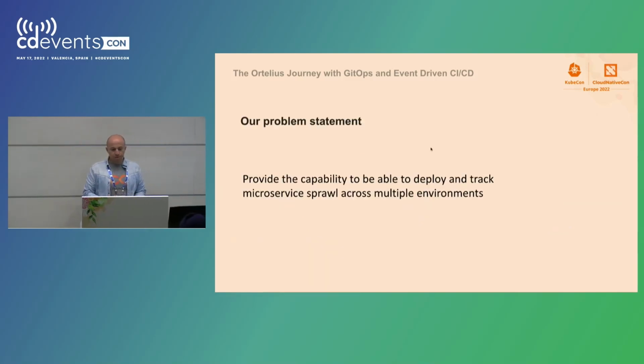And yeah, the problem statement I talked about just then. So really, how can you use GitOps at scale when you have lots of environments, and how can you track all of your different components and applications?